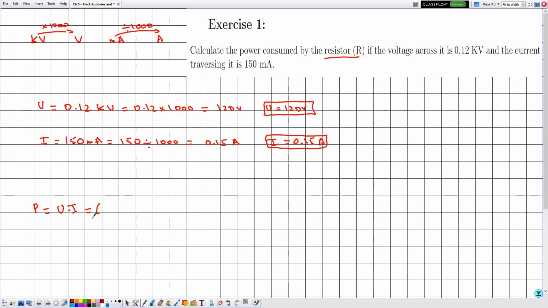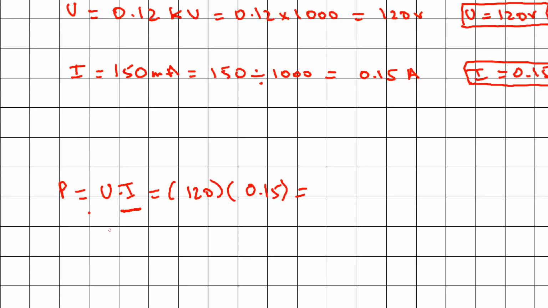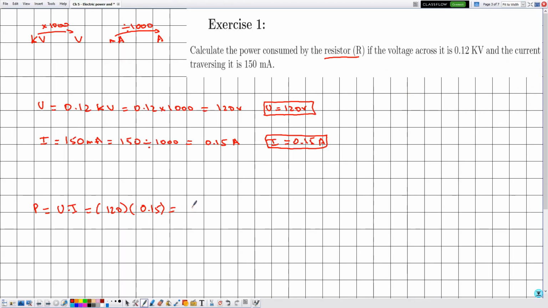Now replacing the value of U, which is given by 120, and replacing the value of I, which is given by 0.15. Because I is in the SI and U is in the SI, the value of P will be in the SI, which is watts. Plugging this on the calculator will give us 18, so P is equal to 18 watts. Then the power consumed by this resistor is P is equal to 18 watts.